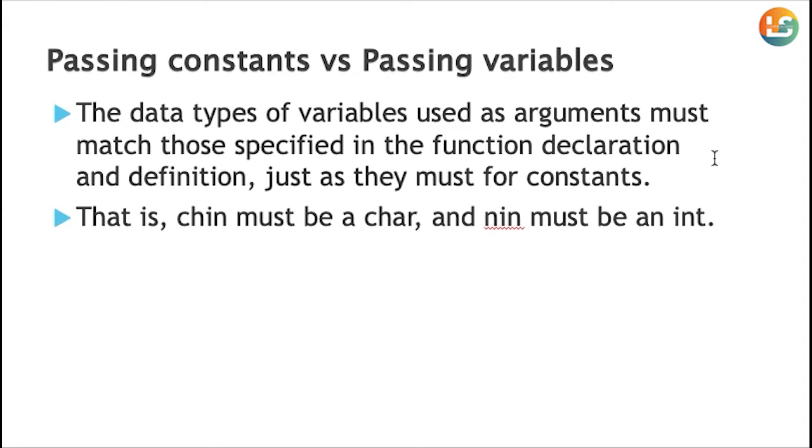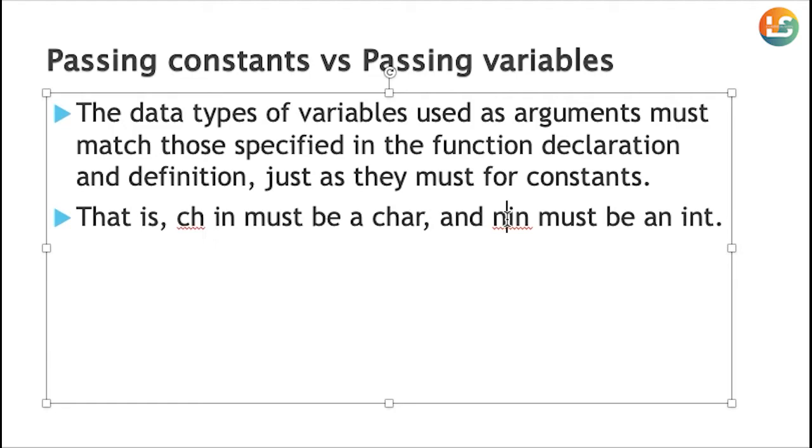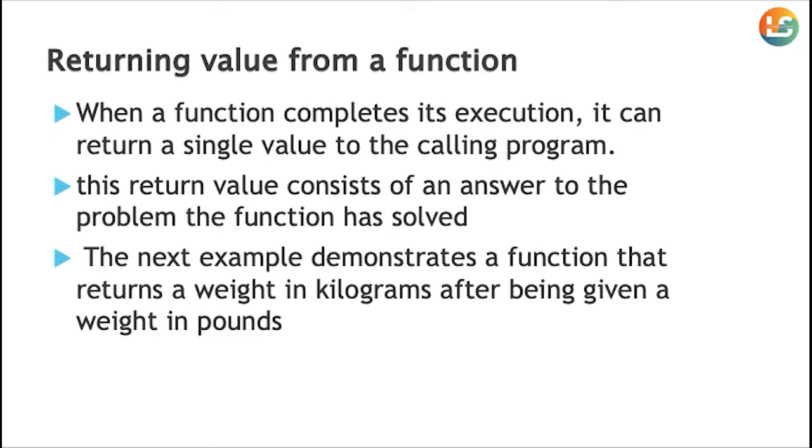When a function completes its execution, it can return a single value to the calling program. You have to remember very strongly that every function can return only a single value to the caller. It is not possible for a function to return more than one value to the caller. This returned value consists of an answer to the problem the function has solved.